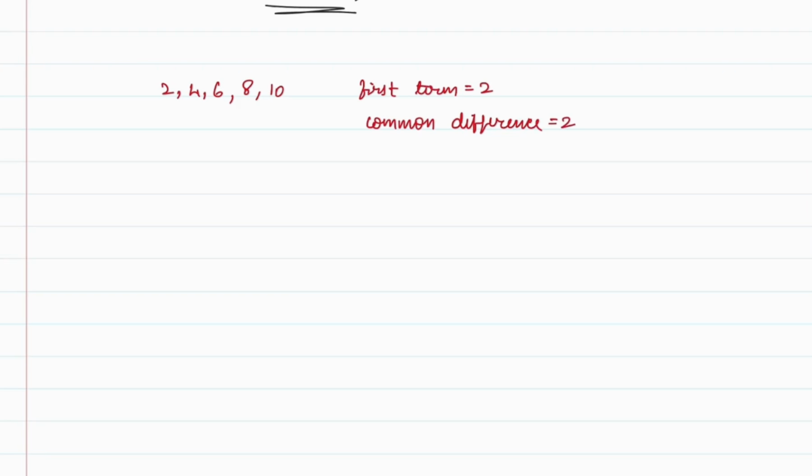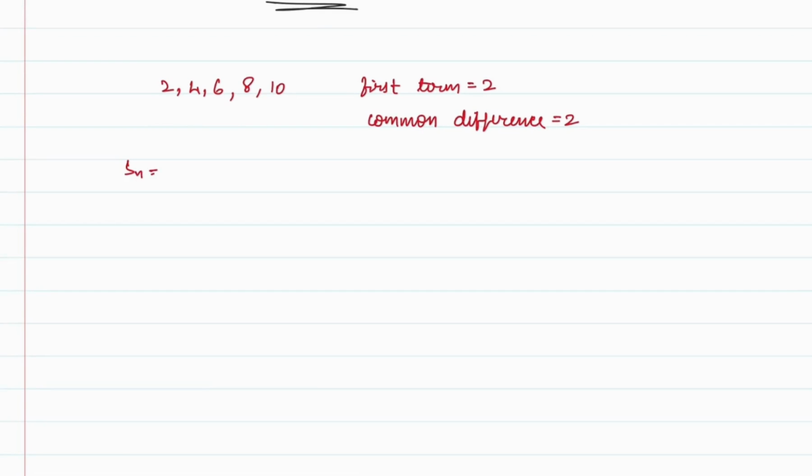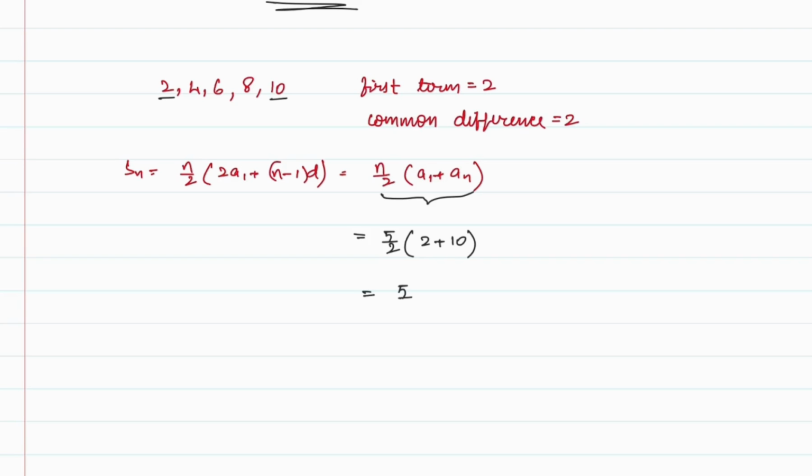Now here we can try to use both formulas, that is Sn equal to, we have one formula n by 2 into 2a1 plus n minus 1 into d, and this is also equal to n by 2 into a1 plus an. Now since we know the first term and the nth term, we can apply this formula. So when you apply this formula, n is the 5 terms, so we'll have 5 by 2 into 2 plus 10, which will be equal to 5 by 2 into 12. 12 by 2 will become 6. So 5 into 6 is 30.